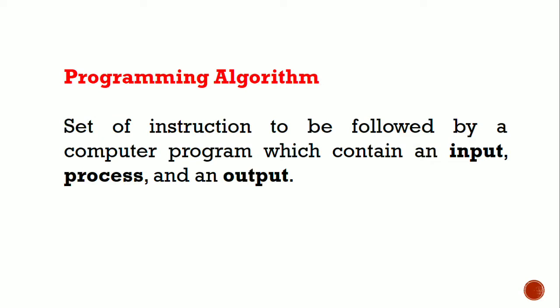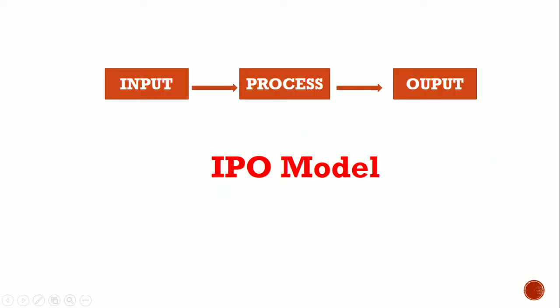A programming algorithm is a set of instructions to be followed by a computer program which contain an input, process, and an output. Or, in short, it is a sequence of steps to solve a given task or a given problem. Again, an algorithm contains an input, process, and an output, or it is known as the IPO model.